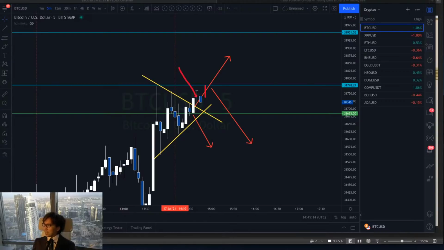Okay, Nisa says, second question, cryptocurrency is 24/7. Should we change the setting of the Ichimoku?